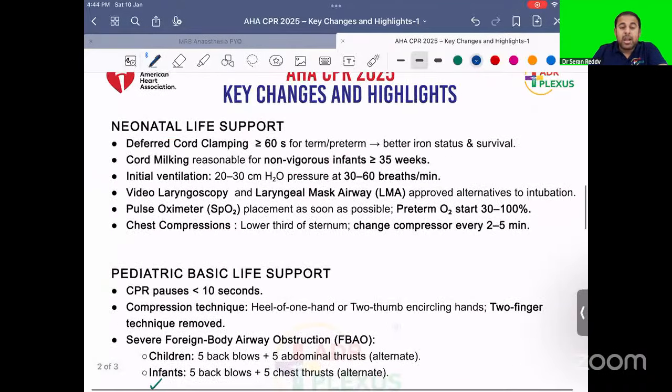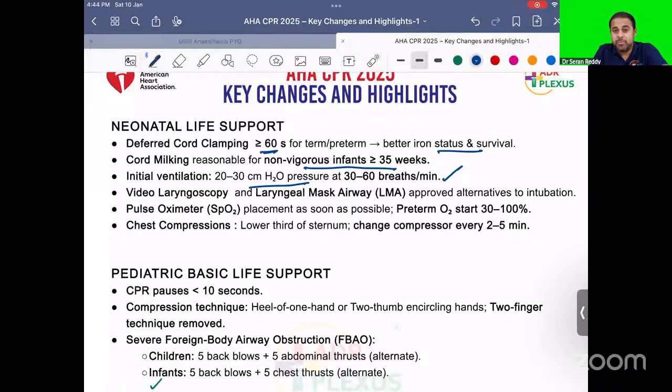Then neonates. When compared between early and delayed cord clamping, deferred cord clamping, more than 60 seconds, has to be kept for both better iron status and survival. Cord milking is reasonable for non-vigorous infants more than 35 weeks. You should do the cord milking. And initial ventilation, if at all the situation arises, 20 to 30 centimeters of water pressure at 30 to 60 breaths per minute.